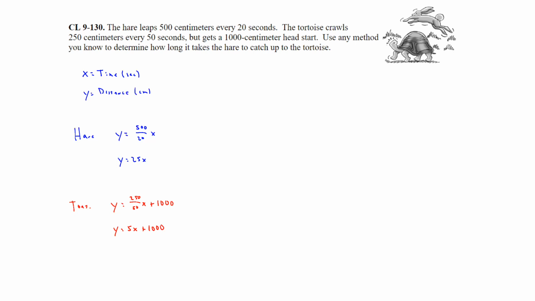So if we want to figure out how long it takes for the hare to catch up to the tortoise, then we can set our two equations equal to each other by using our substitution method. 25x is equal to 5x plus 1,000, and this will give us when they meet, how long it takes for the hare to catch up. So subtract 5x, this will give us 20x is equal to 1,000. And if we divide by 20, x is equal to 50. So that means it's going to take a total time of 50 seconds for the hare to catch up to the tortoise.